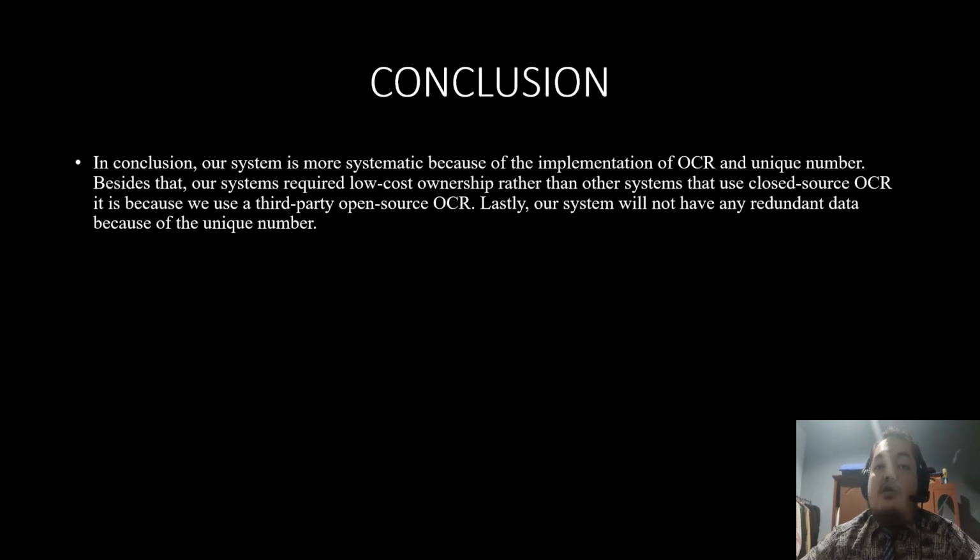So last but not least, in conclusion, our system is more systematic because of the implementation of OCR and the unique number. Besides that, our system requires a lower cost of ownership than other systems that use closed source OCR, because we use a third party open source OCR. And lastly, our system will not have any random data because of the unique number.